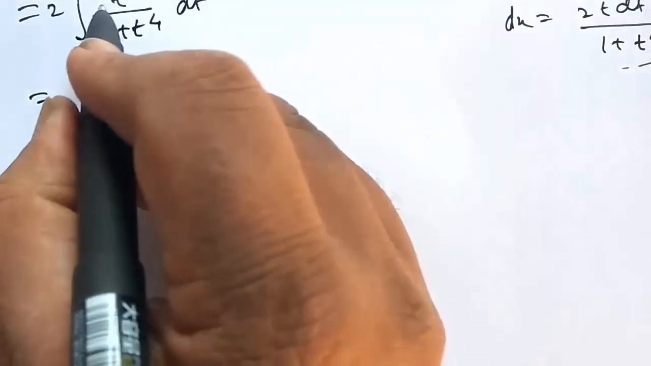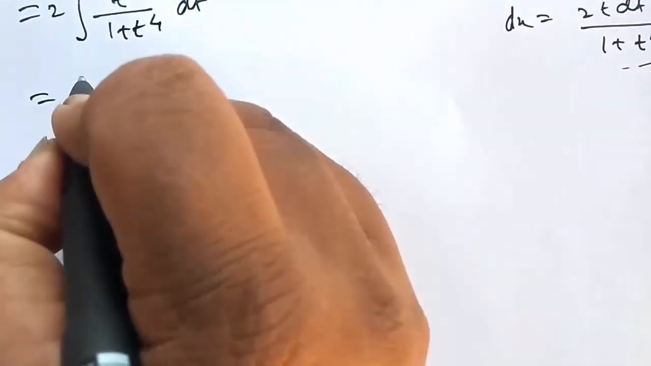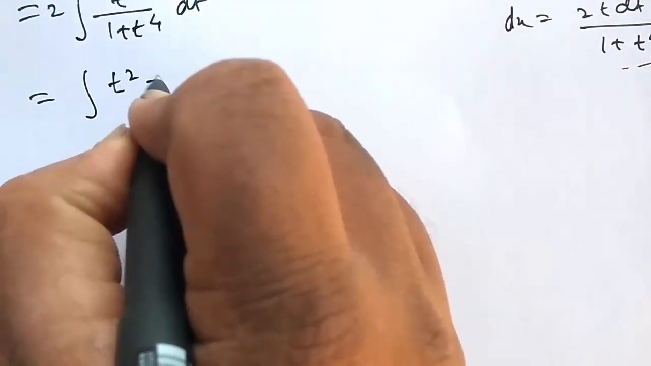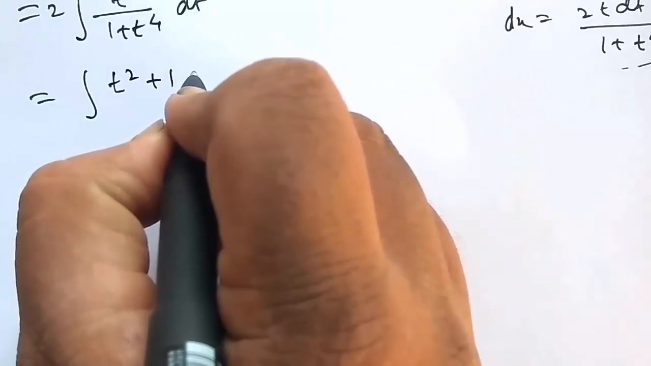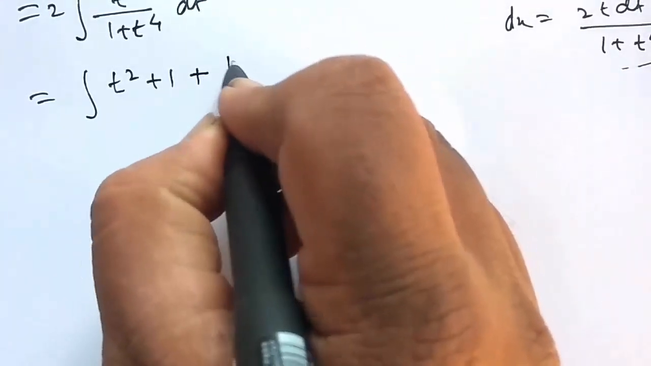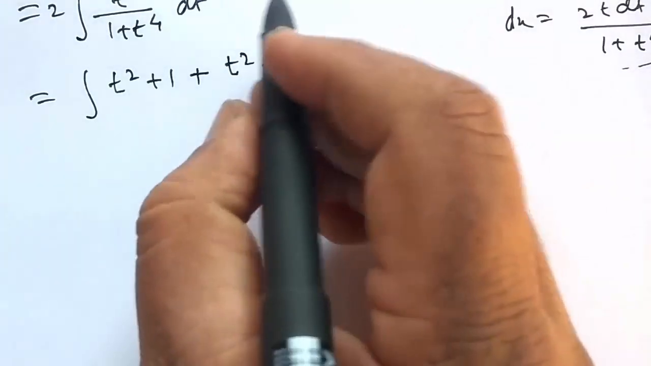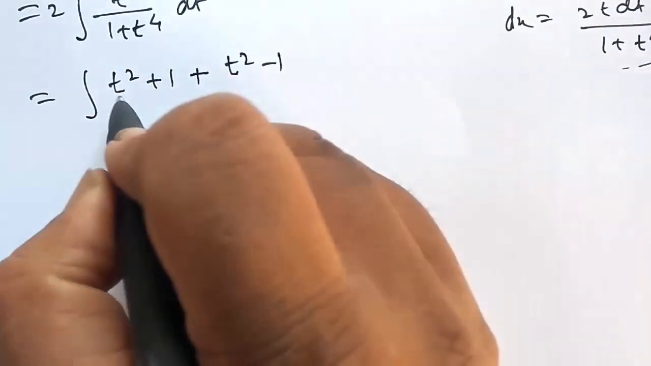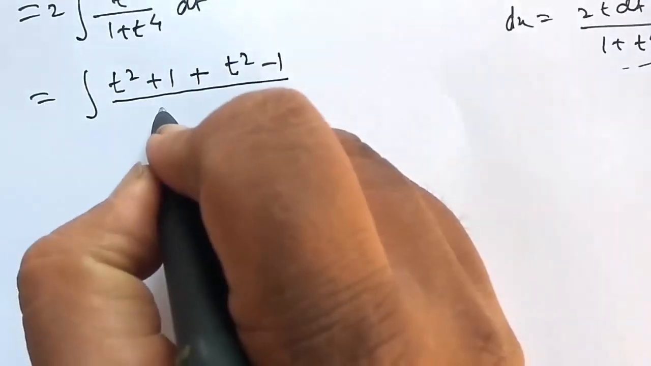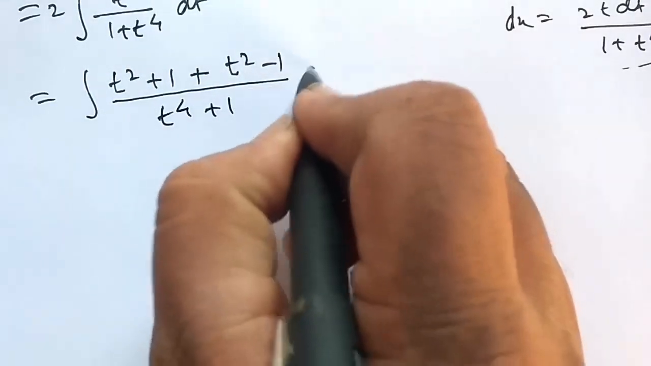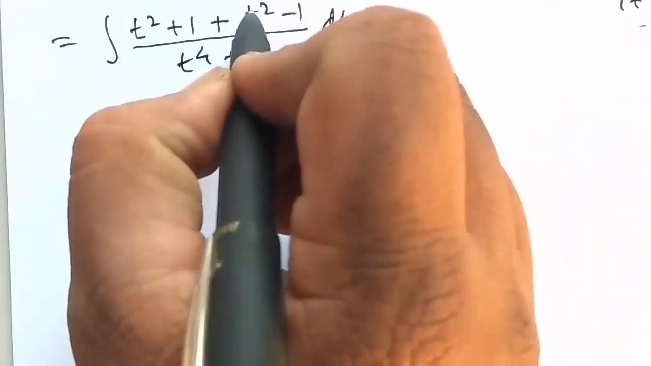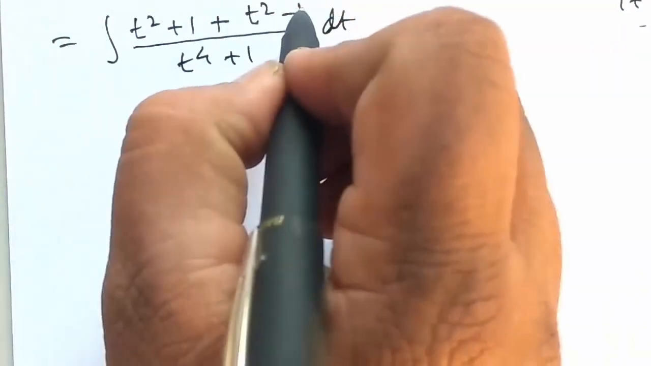So this is equal to 2t square. So we take it as t square plus 1 plus t square minus 1. Add 1 and subtract 1. This is a very important step. Divided by t raised to 4 plus 1 dt. It is 2 times t square, so t square plus t square is 2t square, and plus 1 minus 1 get cancelled. This is a very important step.